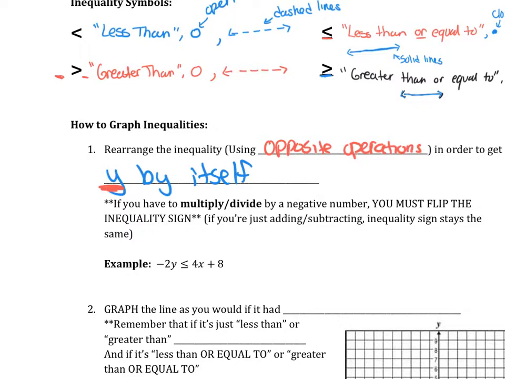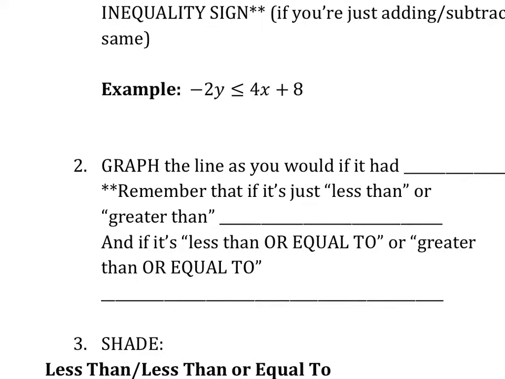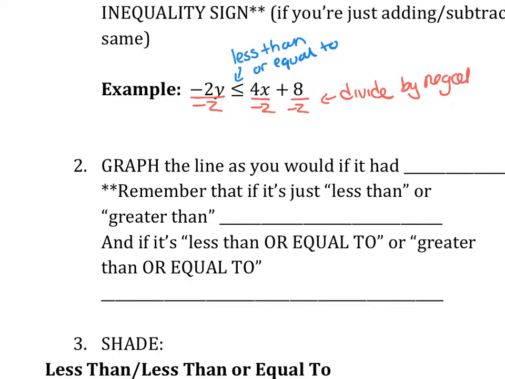So for example, if we had this inequality, negative 2y is less than or equal to 4x plus 8. We want to try to get y by itself, so what's preventing that from happening right now is it's being multiplied by the negative 2. So to get that y by itself, we would divide by a negative 2. But since we're dividing by a negative, we have to flip the inequality sign.